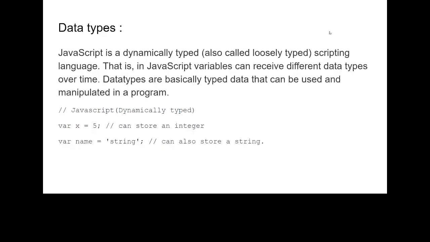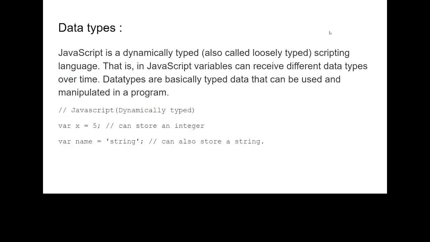So yeah, like any other programming language, JavaScript has its own data types. JavaScript is a dynamically typed language. In some languages, when we are specifying an integer, we need to write int. If we are specifying a string, we need to write string.